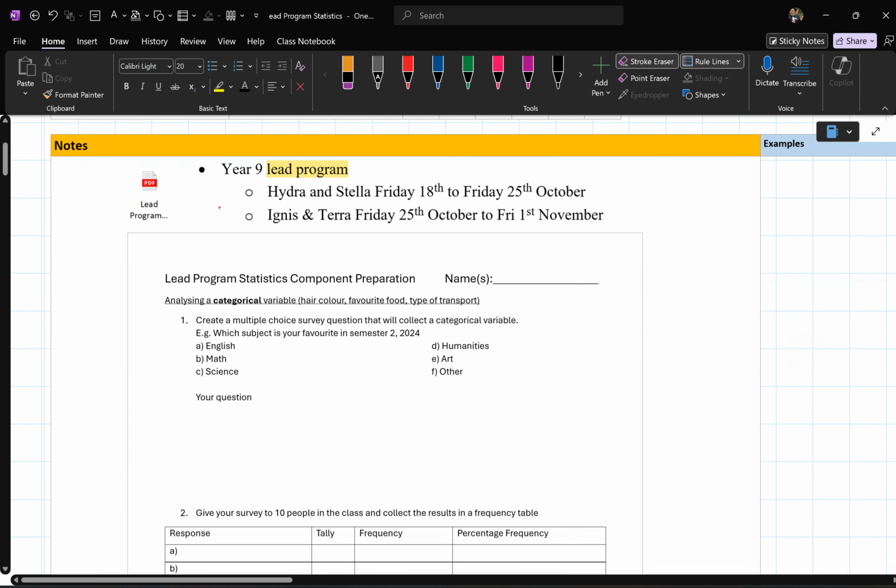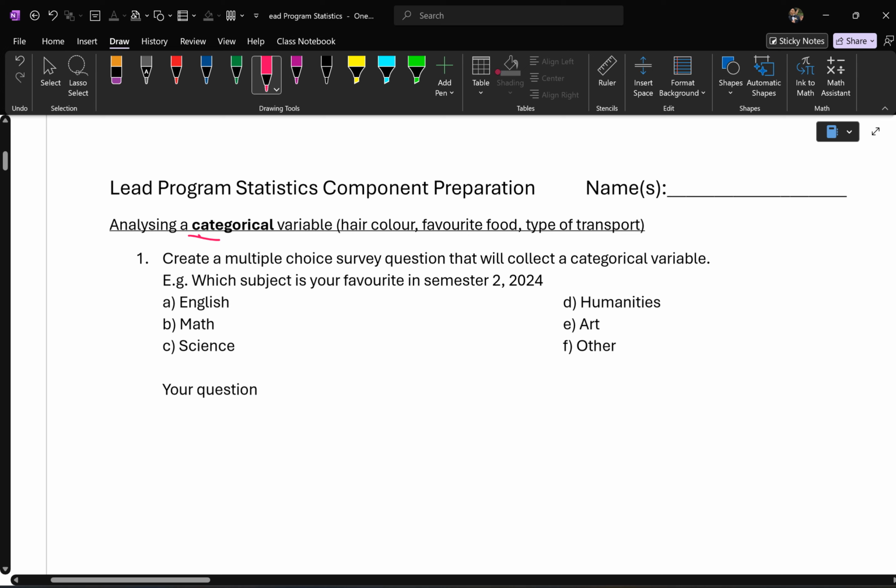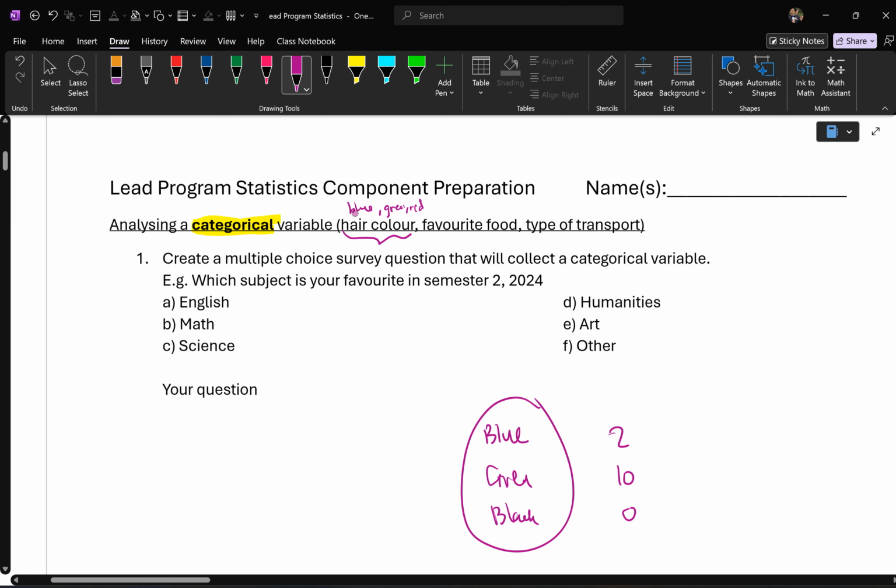So, here's an example. I think there's a lot of things that you can do here, but first things first. It says you want to analyze a categorical data variable. What that basically means is, can you think of data that doesn't use numbers? Some examples are hair color. You can have blue hair, green hair, red hair. You can survey people: what color of hair do you have? Is it blue? How many people have it? It could be 2 people. Green might have 10 people, and black hair could be 0. So that's how you collect data, right? But this is categorical.